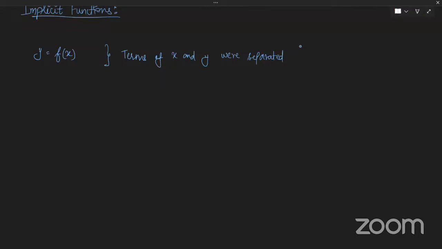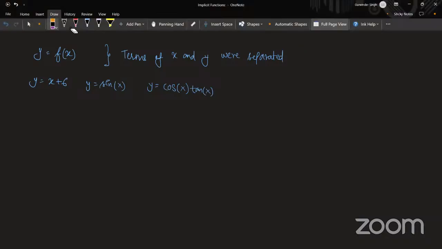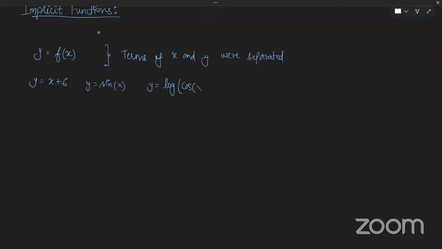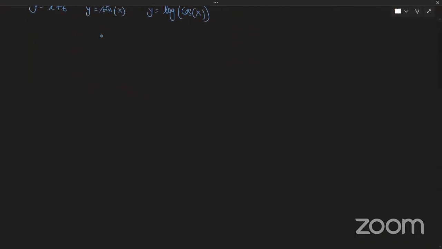For example, you have the function y is equal to x plus 6, y is equal to sine of x, y is equal to cos of x into tan of x, or literally anything, log of cos x, anything. So y is equal to the terms of x on the right hand side. But in many cases, the terms cannot be separated. The terms are not separable in many cases.